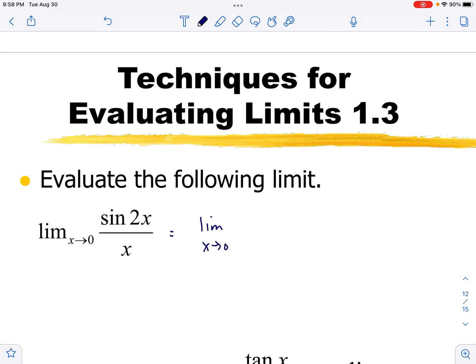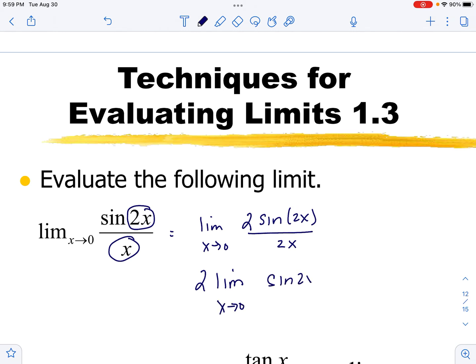I really need whatever is here to match what's on the bottom, and right now it doesn't. So I really need a 2 on the bottom. But knowing our properties, if we multiply the bottom, we must multiply the top. So I'm going to put 2 on the top and 2 on the bottom. What we can do, and these are our properties of limits, since I have a 2 out in front of the sine, I can actually move it, because it's a constant, out in front of the limit.